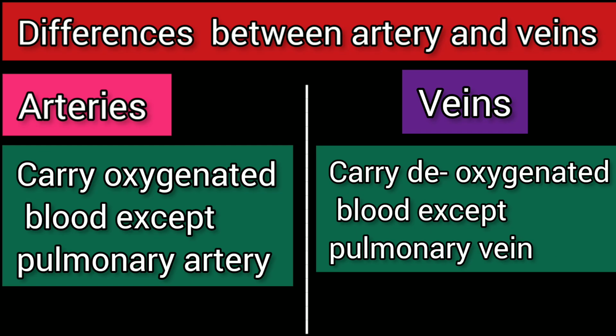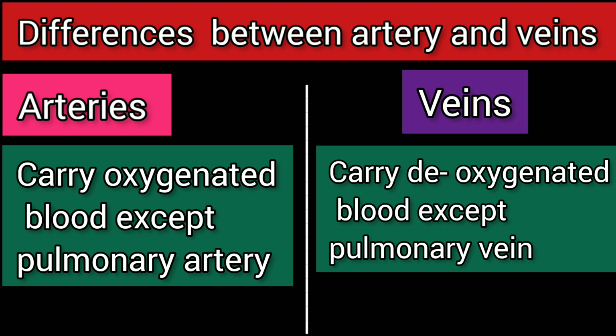So putting all the words we just pronounced together, we came up with this comprehension. Today's topic is differences between artery and veins. So we have the arteries versus the veins. We separated this with a line in the middle, so we're going to be reading them side by side. So let's go.